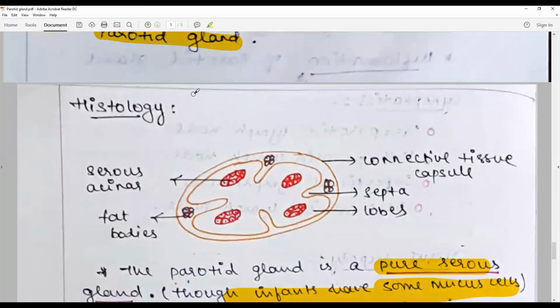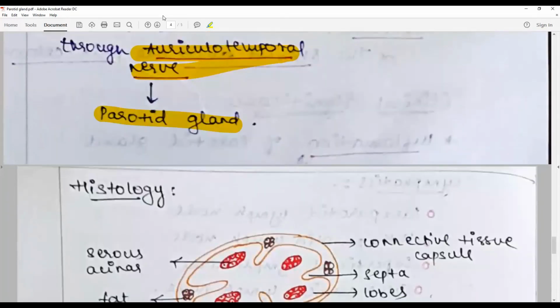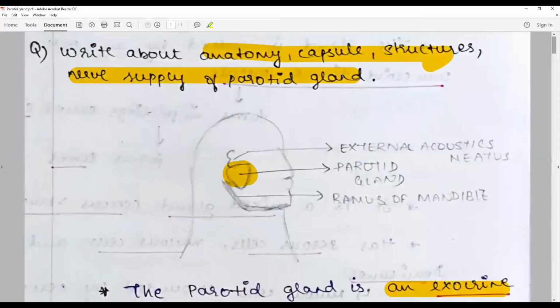That brings us to the end of the discussion on the overall anatomy, capsule, structures, and nerve supply of parotid glands. This is how you attempt and balance within the 20 minutes time limit that is provided for an essay.